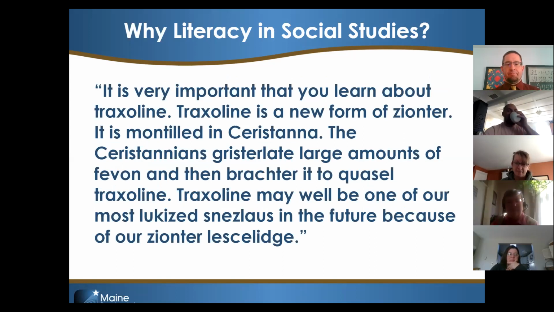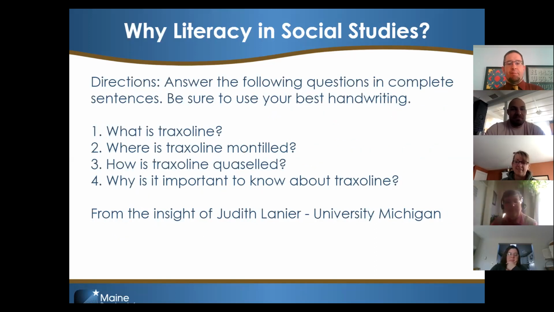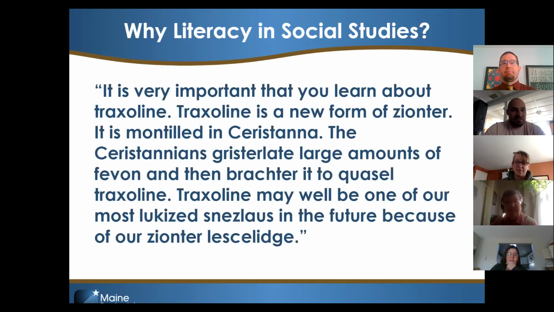First they gristulate large amounts of Fevon, and then they bractor it. Okay. And why is it important to know about Traxylene? It's one of the most leucized sneezelaus in the future, or it will be, because of Zianter lessolage. Awesome. 4 for 4. Lex, I thought you said you didn't learn anything.